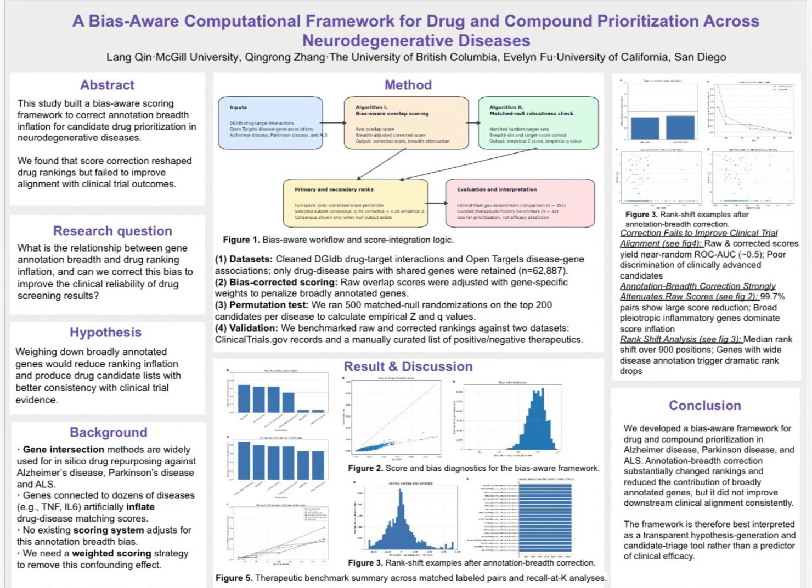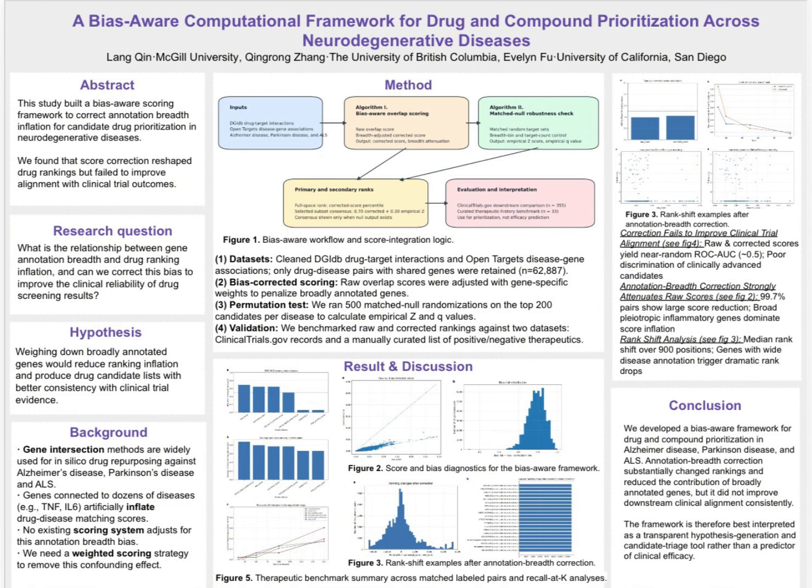To summarize the discussion, while we successfully eliminated annotation breadth bias mathematically, this correction does not translate to better alignment with real-world clinical outcomes. The broad, non-specific inflammatory genes penalized in our model still play functional roles in neurodegeneration, so downweighting them weakens our ability to recover proven effective treatments.